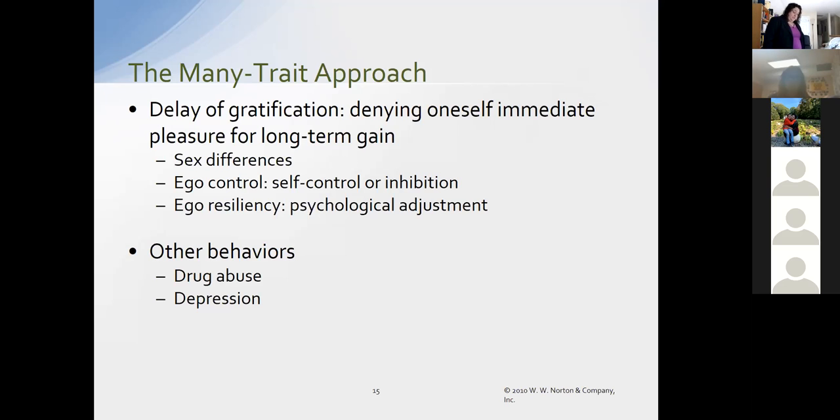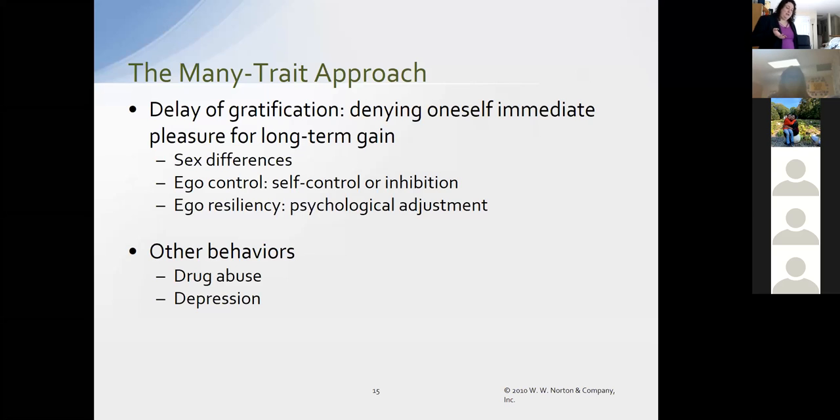But in both genders, it correlates with planfulness, reflectiveness, and reasonableness. So ego control is related to delay in both genders. So ego control is self-control or inhibition. And then ego resiliency, which is essentially another term for psychological adjustment. It's essentially your ability to bounce back if something stressful happens. That is related to delay, but only in girls. And again, the difference here may be based on societal expectations.